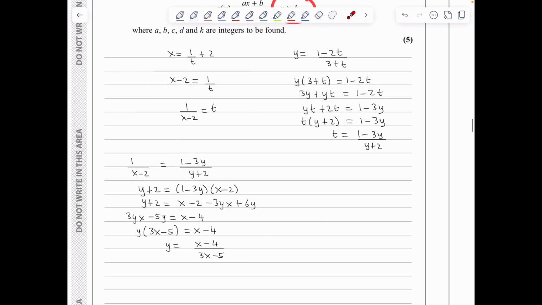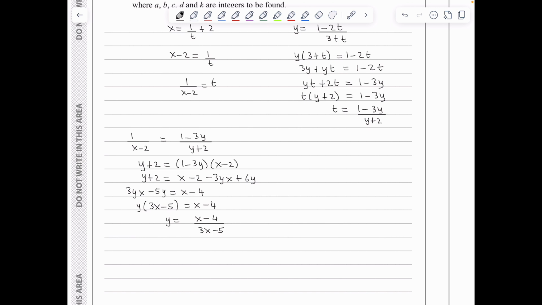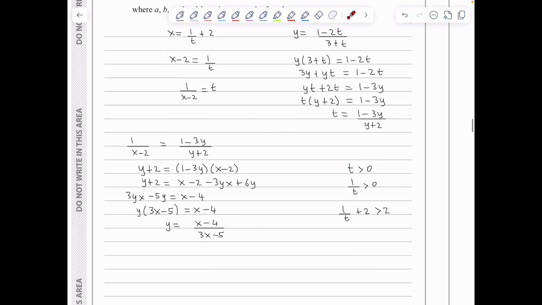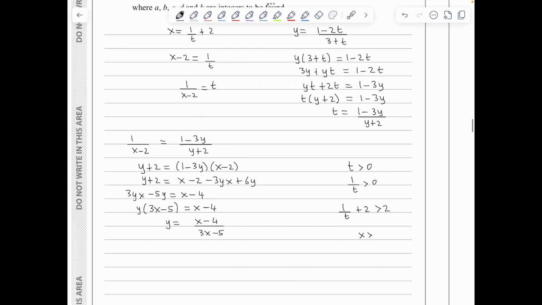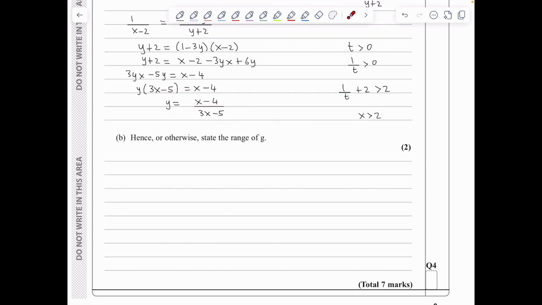I will start by the fact that t, the parameter, was attaining positive values, so t was greater than 0, which means that 1 over t is greater than 0 because 1 divided by any positive number is also positive. Now if I add 2 on both sides, I get 1 over t plus 2 is greater than 2, and therefore I have just reconstructed the expression for x, and we conclude that x is greater than 2. In part B, we are asked to hence or otherwise state the range of g.